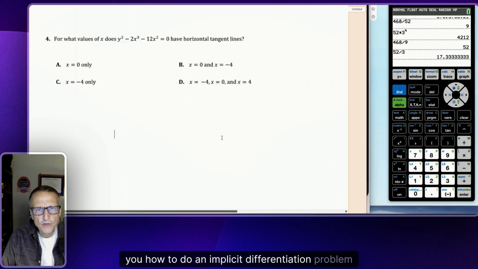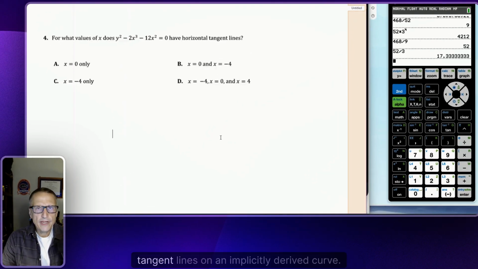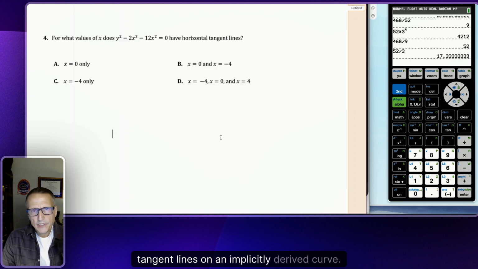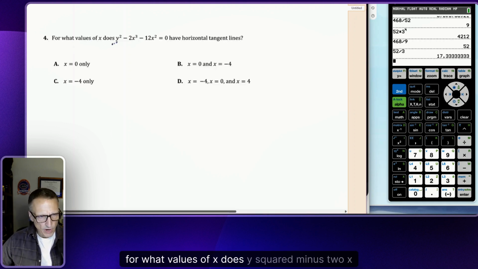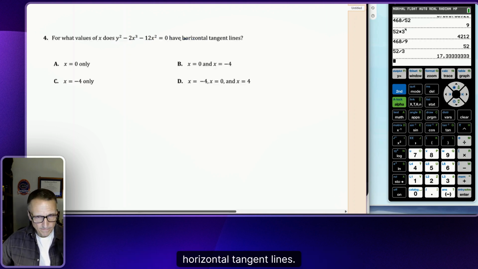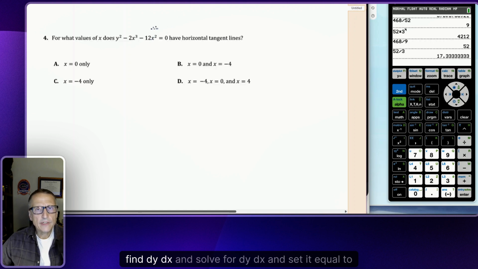How to do an implicit differentiation problem that involves finding locations of horizontal tangent lines on an implicitly derived curve. So here is the problem. It says, for what values of x does y squared minus 2x cubed minus 12x squared equals 0 have horizontal tangent lines? What I'm going to have to do is take the derivative of this curve and find dy dx and solve for dy dx and set it equal to 0.